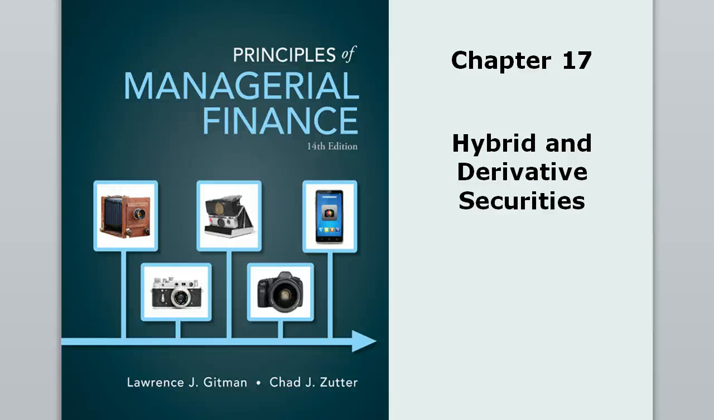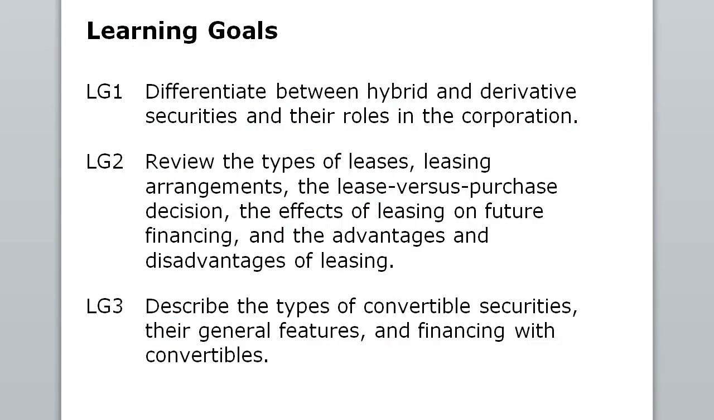Hi, and welcome to Chapter 17, Hybrid and Derivative Securities. Our learning goals for this chapter include learning about the difference between hybrid and derivative securities, talking about different types of leases, lease agreements, lease versus purchase, operational leases, advantages and disadvantages of leases, financial leases.